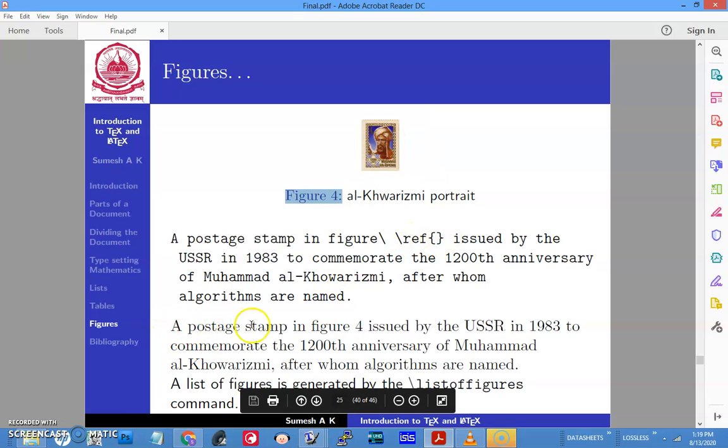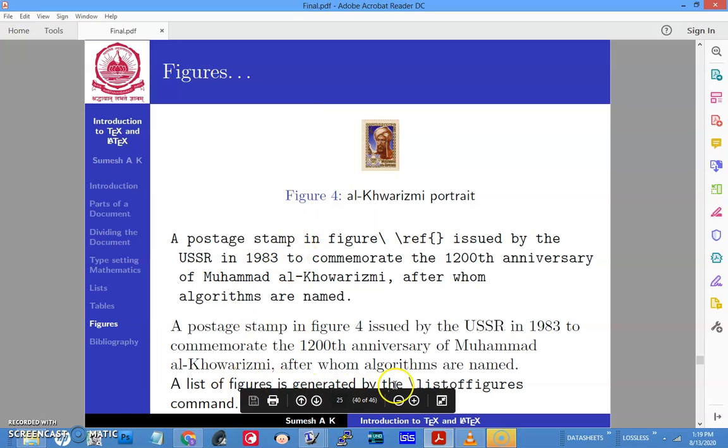like this, figure 4. Okay, so at this point I bring to your notice another person known as Al-Khwarizmi, after whom the term algorithm was coined. As CSE students, we must also know about this person, because we always talk about algorithms, but most of us may not know how this term came.